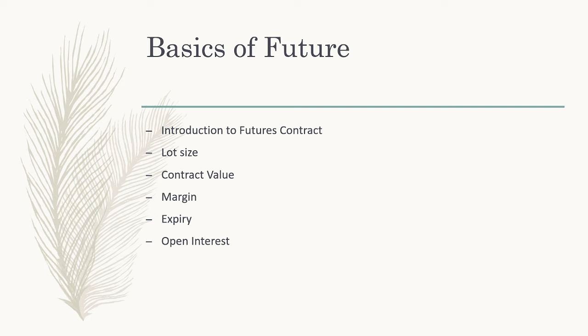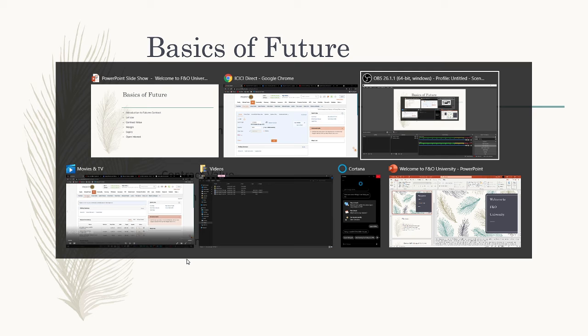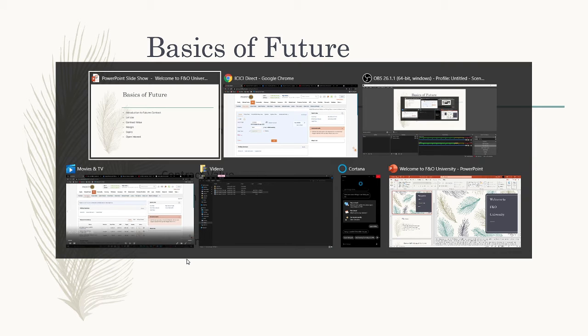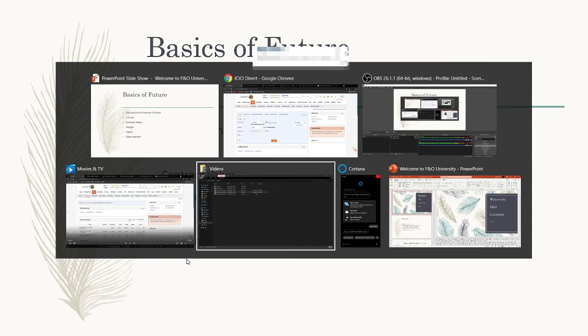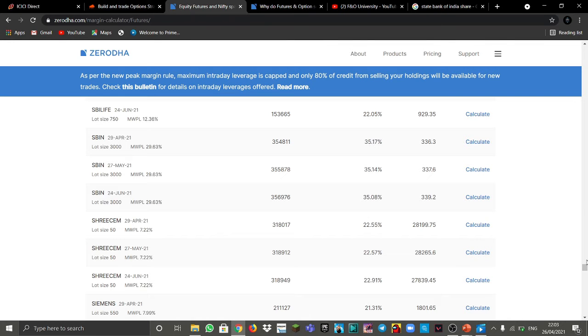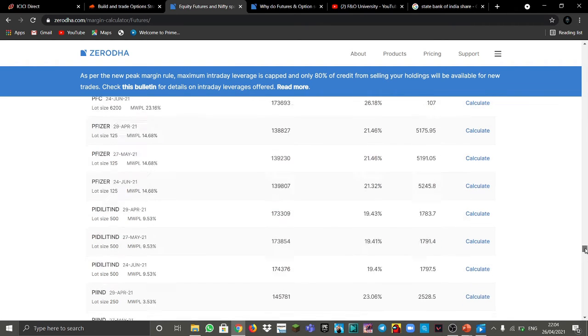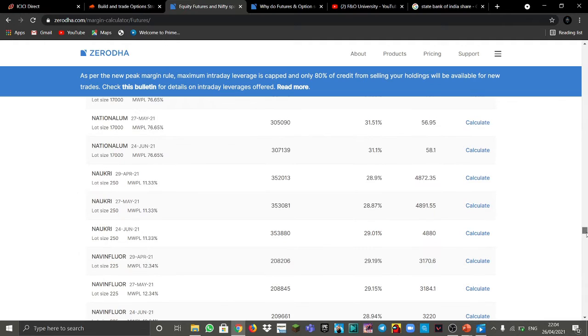Okay, so introduction to future contract. We have already seen how exactly a future contract looks, but let's look at that once again, with an underlying asset as an example. State Bank of India we have already seen. Let's see some other. Let's look at Naukri.com. For Naukri.com, again you will see there are three contracts open: current month, next month, far month. Lot size remains the same, 250 shares.